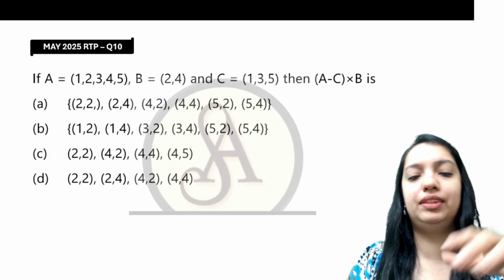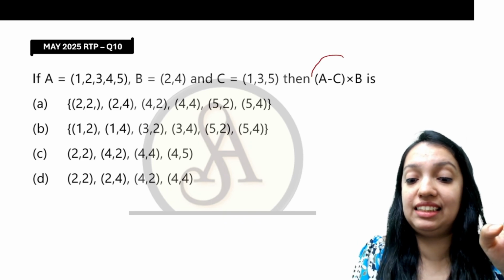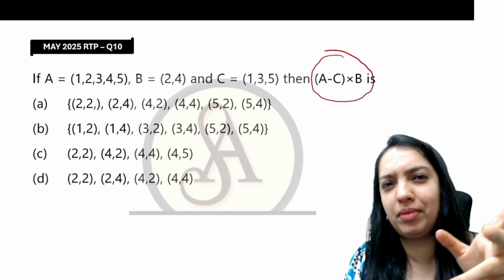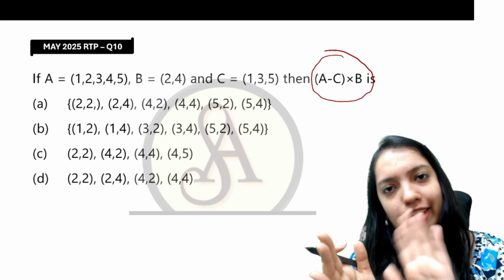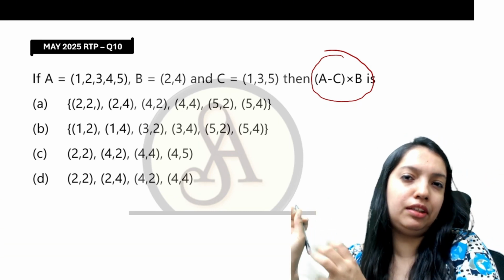Next question is from set relation function chapter. This involves difference, A minus C. Be careful. What do you mean by A minus C? From set A, remove all set C elements. Now, there is a printing mistake in the question.